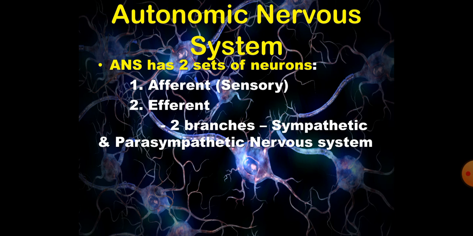The ANS has two sets of neurons, the afferent and the efferent. The afferent neurons are sensory neurons. They send impulses to the CNS for interpretation. Meanwhile, the efferent receives impulses or information from the brain and transmits from the spinal cord to the effector organ cells. The two branches of this are the sympathetic and parasympathetic nervous system.